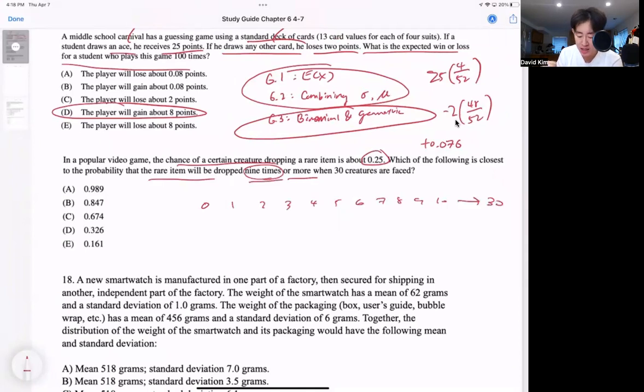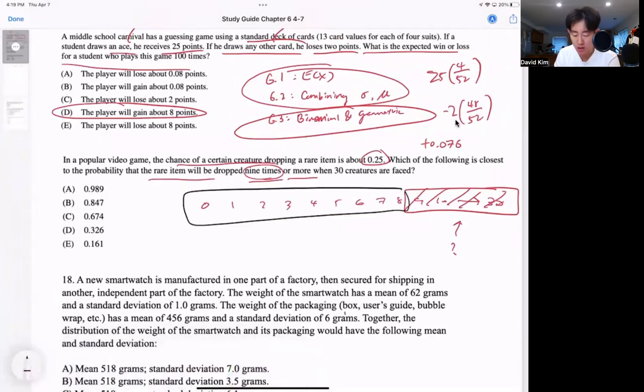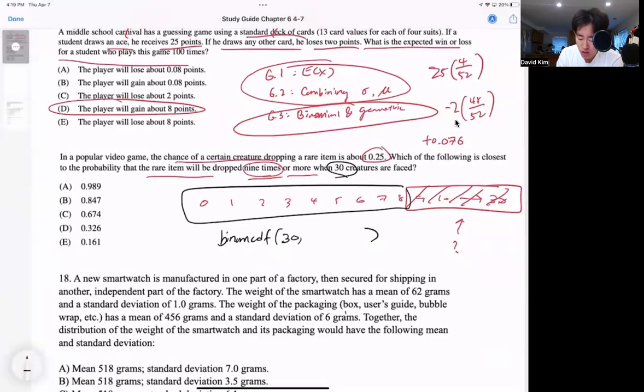Now, if we're talking about 9 times or more, we're actually talking about finding the probability of this. This is what we're interested in, which means I actually want to find the probability of the rest of them. And this is going to be a binomial CDF. How do I know it's a binomial? Well, it says that there's going to be 30 creatures. The number of trials is fixed. So I'm going to do binomial CDF with 30, 0.25, the probability that the items will be dropped.